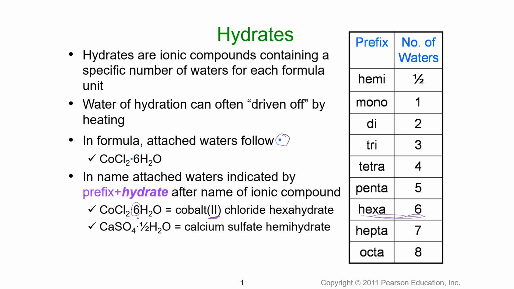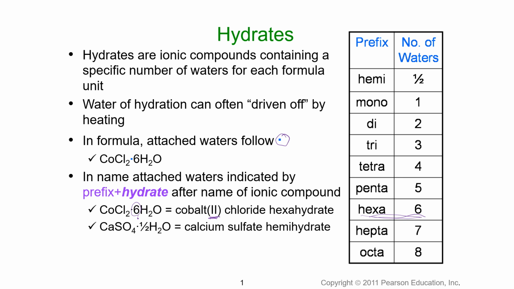And so these prefixes are based on the prefixes that we see for most geometric shapes. So like a triangle, a pentagram, right? So these are pretty common prefixes representing a specific number. Some that you may not be as familiar with are hemi for half, and the reason we can have half is because the ionic compound is sharing a water between 2 formula units. We have mono for 1 and di for 2.